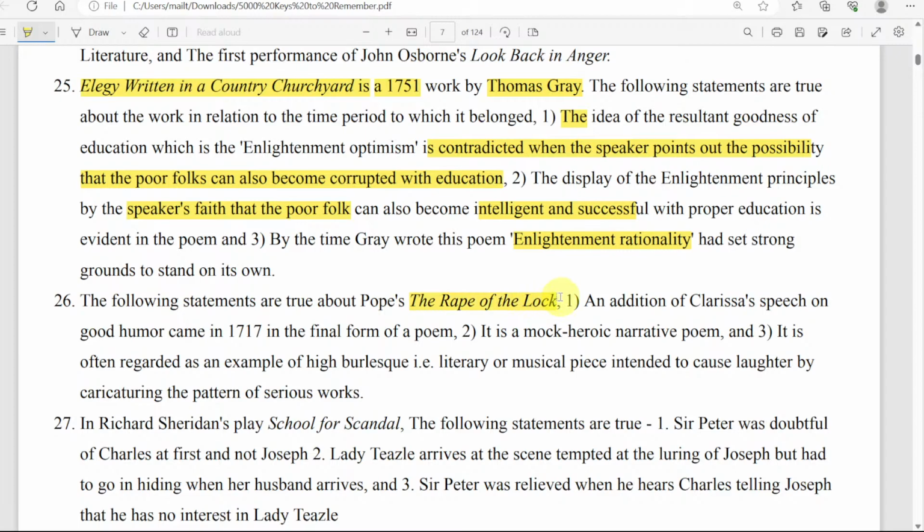As we know, an edition of Clarissa's speech that was added in the 1717 publication, the final form of the poem. And as we know, it is a mock heroic narrative poem, and it is often regarded as an example of high burlesque, a literary or musical piece intended to cause laughter by caricaturing the pattern of serious works, right?